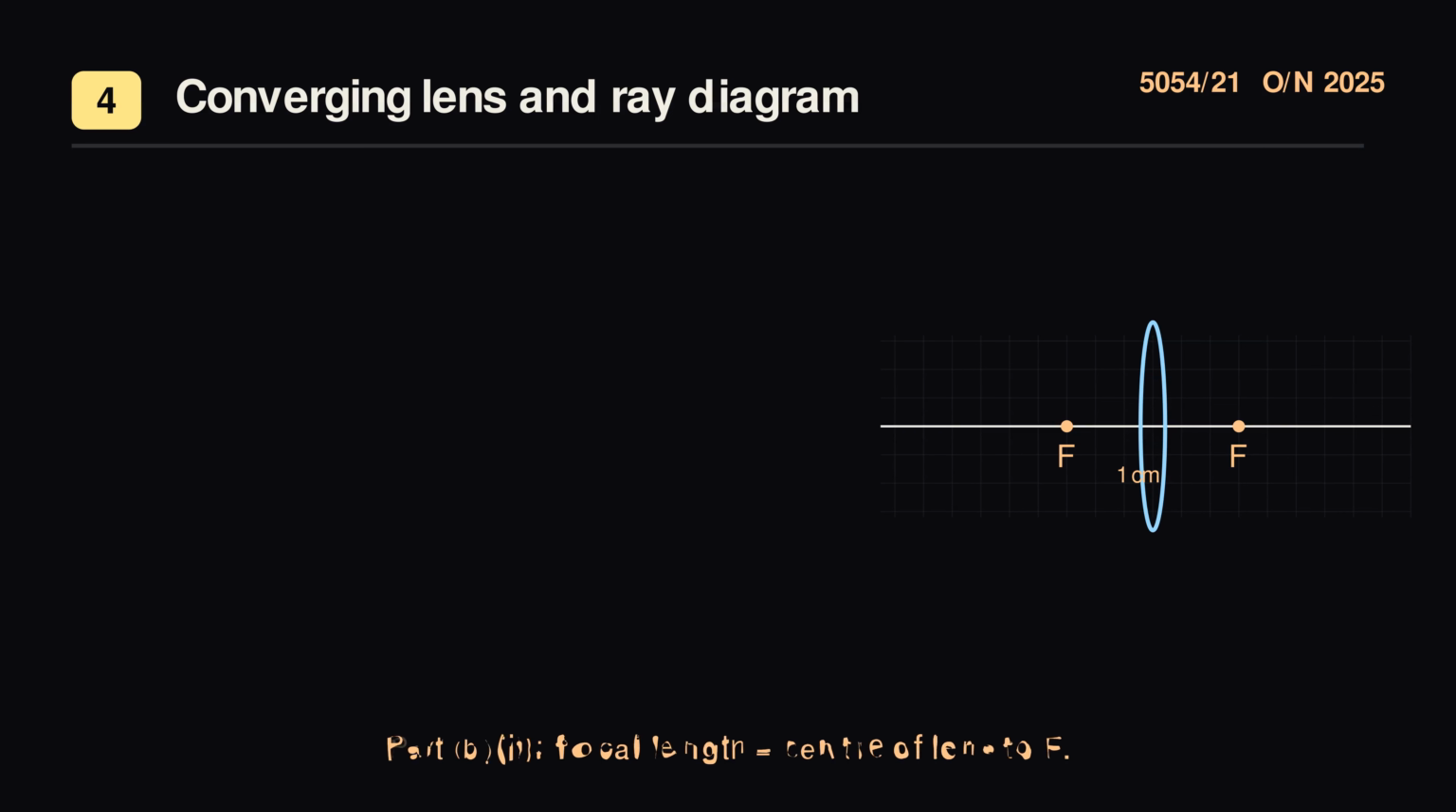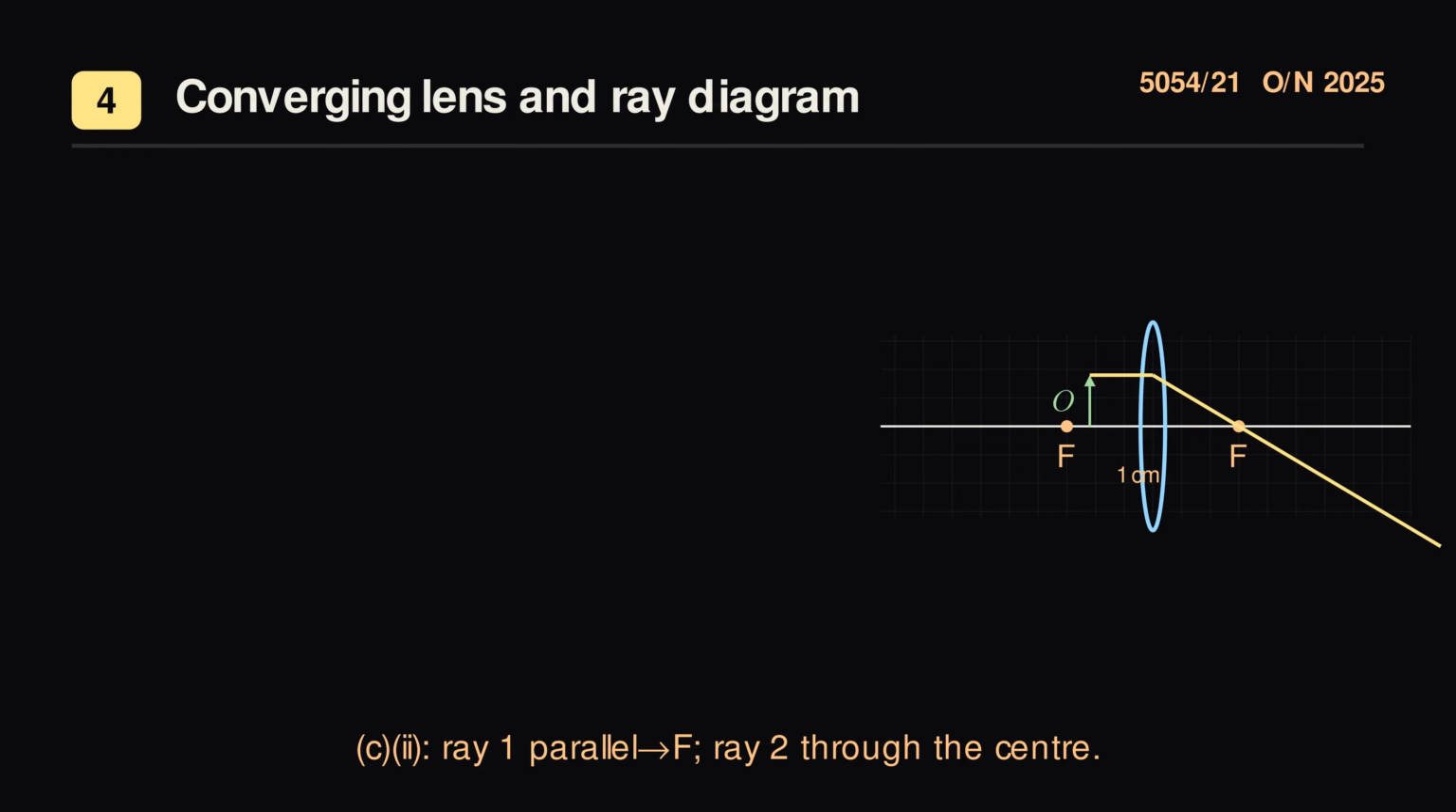Part C, Part 1. The object O is 1.8 cm tall, placed 2.2 cm from the lens inside the focal length. Part C, Part 2. From the tip of O, 2 construction rays locate the image. Ray 1, parallel to the axis, then through F after the lens. Ray 2, straight through the optical center, undeviated.